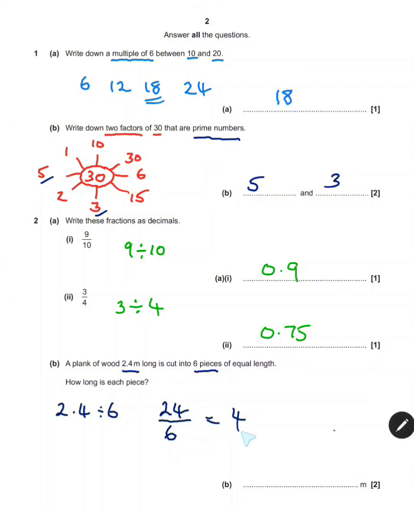So 24 divided by 6 is 4, but I needed to do 2.4 divided by 6. So this needs to come down by a factor of 10. Because from 24 to 2.4 is 10 times less, this answer will be 10 times less. So 4 divided by 10 is 0.4. There's your answer, 0.4 meters.